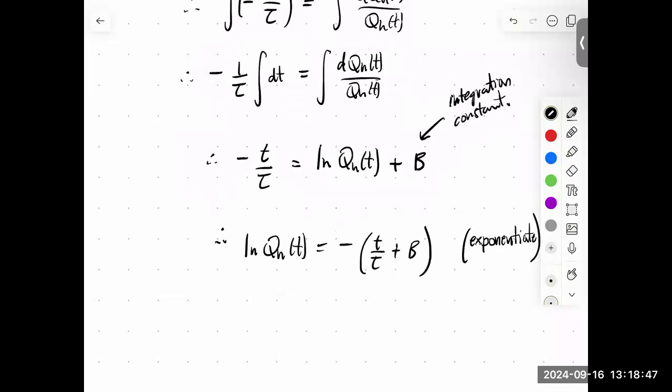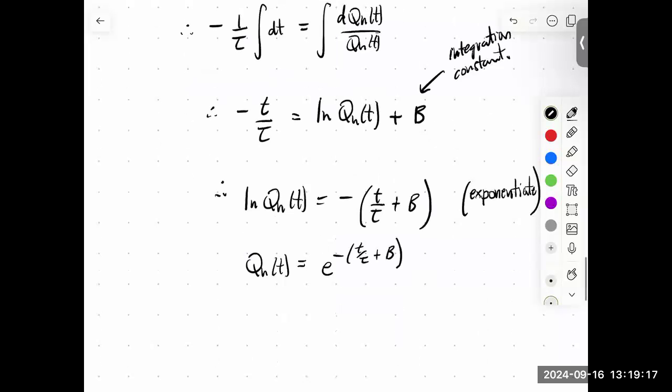I think something like that. Okay, so e to the ln of QH is just going to be QH, which is equal to e to the minus t over tau plus B. What is the exponential of a sum of terms? How could I rewrite that? Yeah, it's a product of exponentials. That's exactly right. And so that's going to be equal to e to the minus t over tau times e to the minus b.